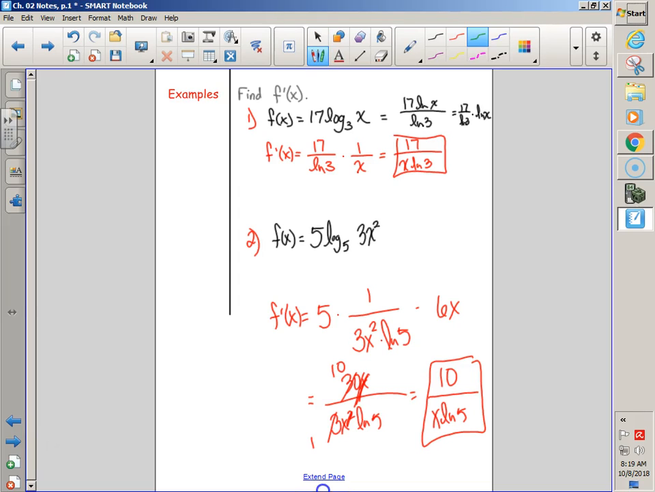But you could have also gotten there if you had rewritten this using the change of base formula to be 5 ln of 3x squared all over ln of 5, which you could have made 5 over ln of 5 times ln of 3x squared. That's just a constant times ln of 3x squared. Then you would have had your 5 over ln of 5 times the derivative of ln of u, which is 1 over u times u prime.